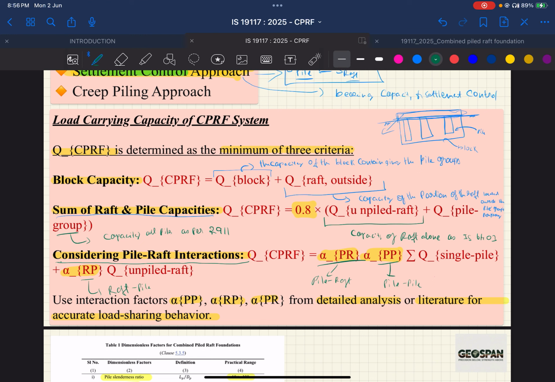In the same way, the capacity of the single pile is calculated as per 2911, and the unpiled raft, which is the capacity of the raft alone, is calculated as per IS 6403. So what about these interaction factors? These interaction factors alpha PP, alpha RP, alpha PR are taken from the literature or detailed analyses for accurate load sharing behavior.